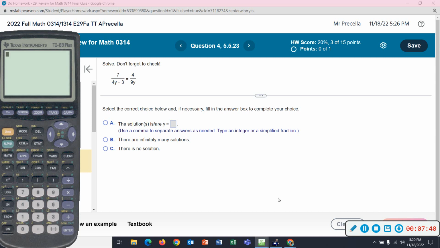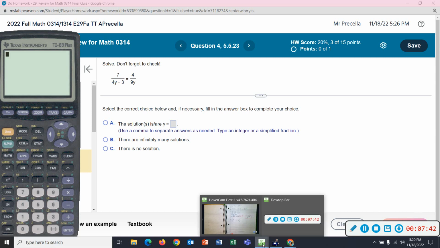I'm just going to cross multiply. 4 times 4y is 16y. 4 times negative 3 is minus 12. Equals 7 times 9y, which is 63y.